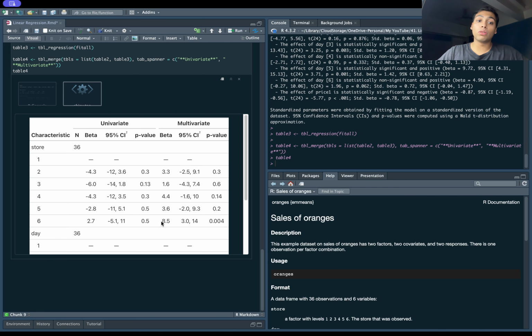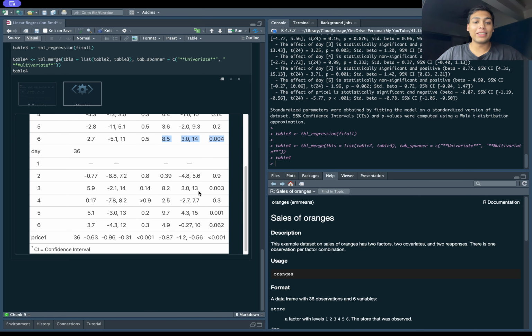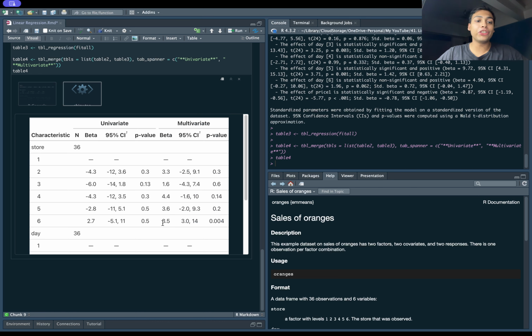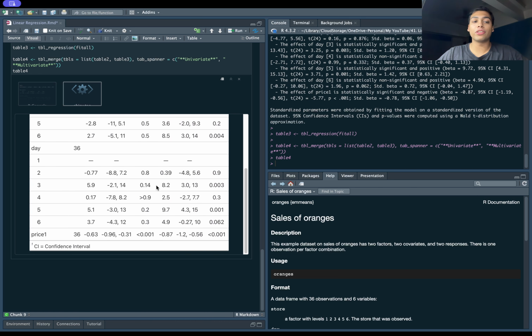But store number 6, I don't know, they might be giving something to their customers when they come in, some personalized service, gift bag, discounts, I don't know. So a significant positive beta coefficient indicates that sales were higher in store number 6, keeping the day and price constant.